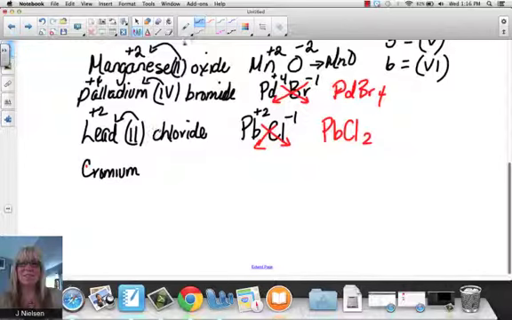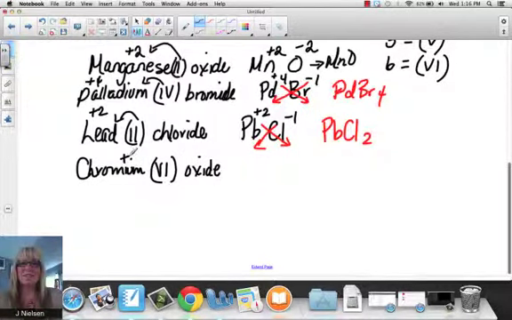CHR, sorry. Chromium, Roman numeral 6, oxide. I picked this for a reason. So this is going to be +6. So Cr is +6 and O is -2.